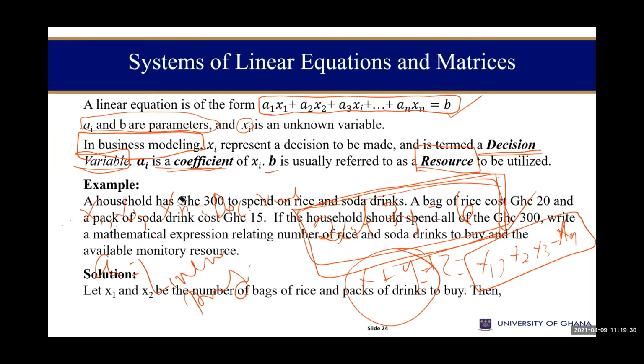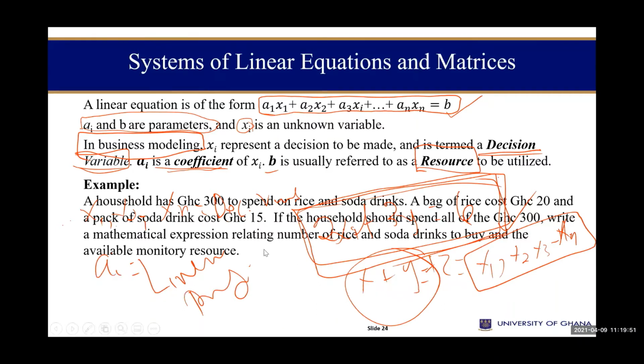But let me read. A household has 300 to spend on rice and soda drinks. I hope you can see. Pardon my massacre. A bag of rice costs 20 Ghana cedis and a pack of soda drink costs 15. If the household should spend all of the 300 Ghana cedis, write a mathematical expression relating the number of rice and soda drinks to buy and the available monetary resources. So from this problem, like we said, you have to identify the decision variables, the coefficients, and the resources that we have.